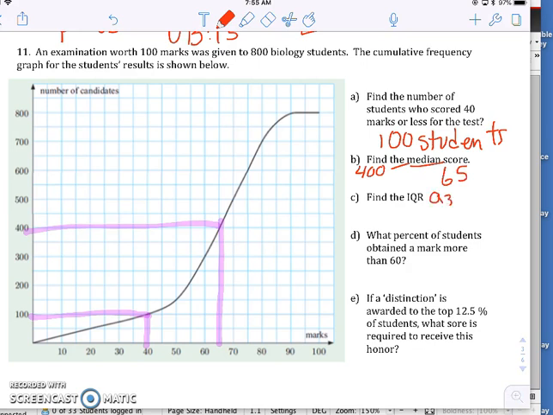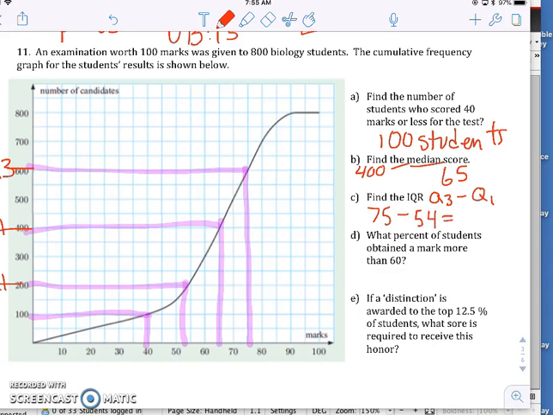IQR, so again, that's Q3 minus Q1. Well, if there's 800 students, so this would be Q1. We said this was our median, Q3. So we have to do 600 minus 200. So 600 was 75. 200, maybe like 50, not quite 55, so 54. So we could say that that is 21.